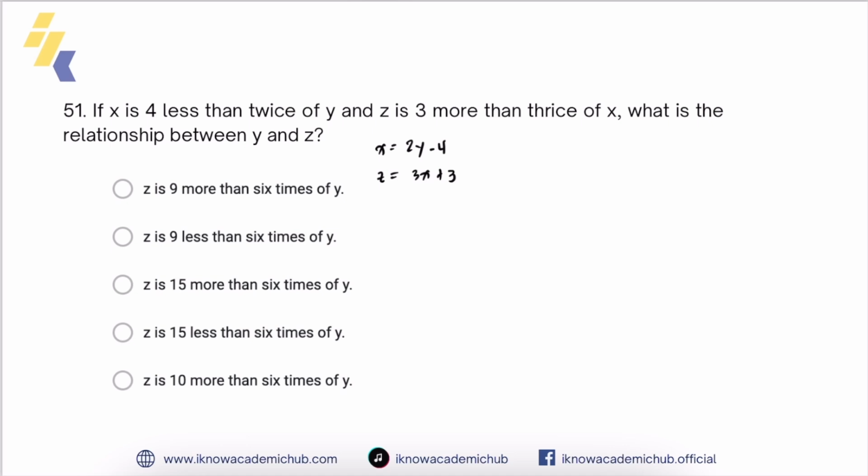So we have to express z in terms of y by substituting 2y minus 4 to x here in the second equation. So z is equal to 3 times 2y minus 4 plus 3. And we distribute 3 to 2y minus 4. We have 6y minus 12 plus 3. That is 6y. Negative 12 plus 3 is negative 9. So z is 9 less than 6 times of y. And that is our second option.